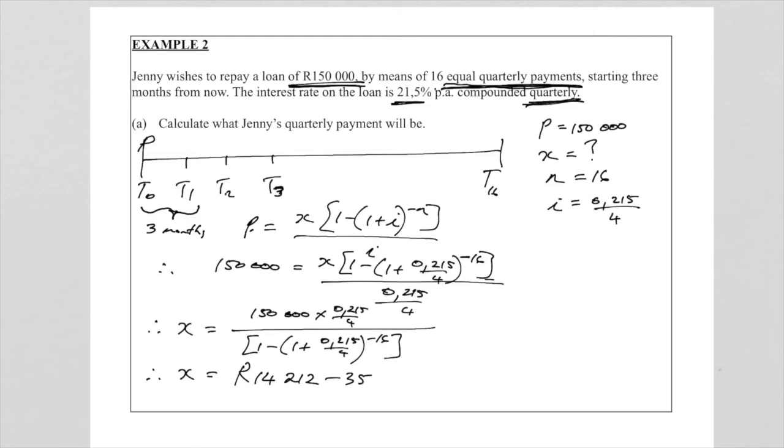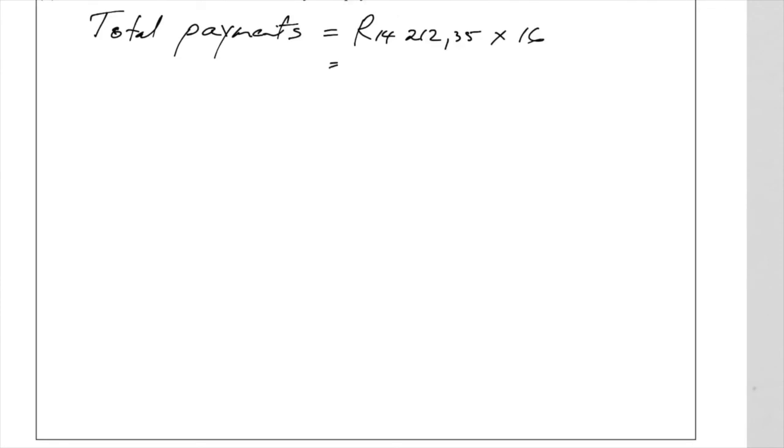Before we get to n, let's just look at the B part of this question. Calculate the total interest that Jenny will pay on the loan. We will get to calculating n just now. So what we need to do is look at the total payments. How do we find the total payments? We take the quarterly payment of 14,212 and 35 cents, and there were 16 payments. If you multiply that, you get a total of 227,397 and 60 cents. So that was the total payments over that period of time. She made 16 of them.